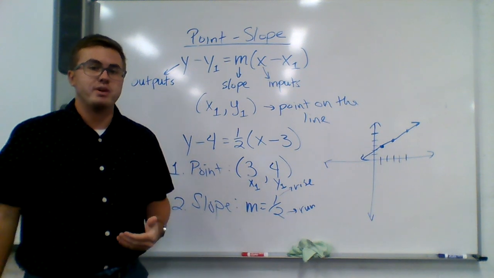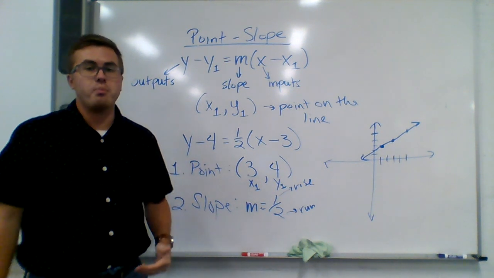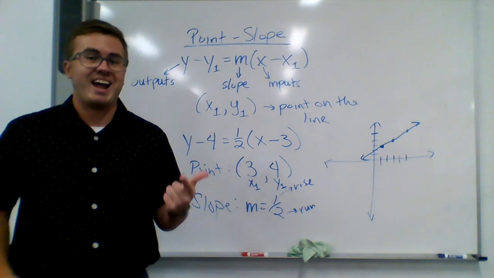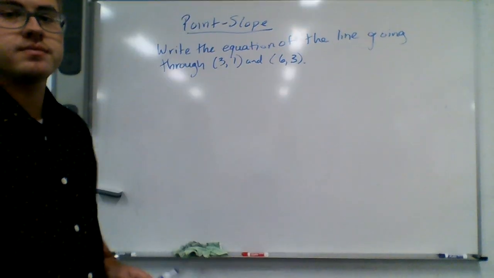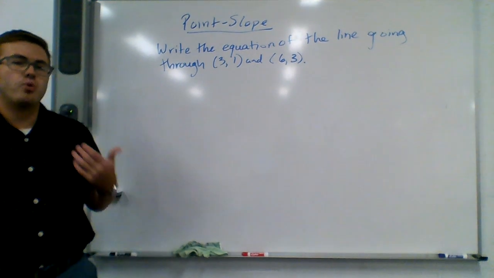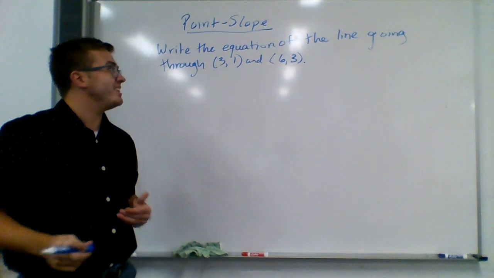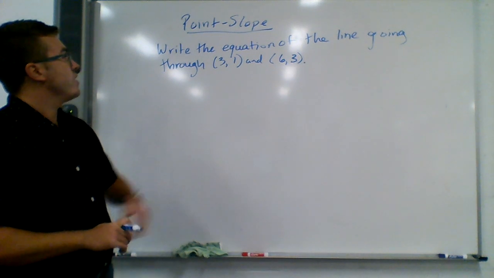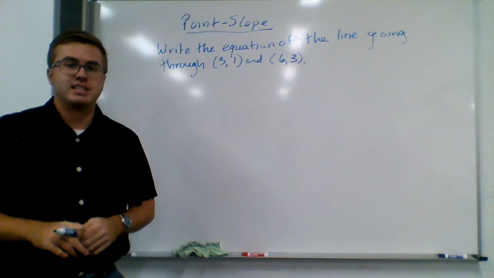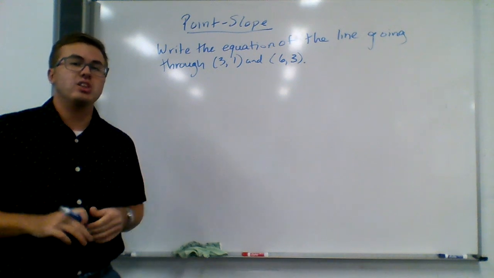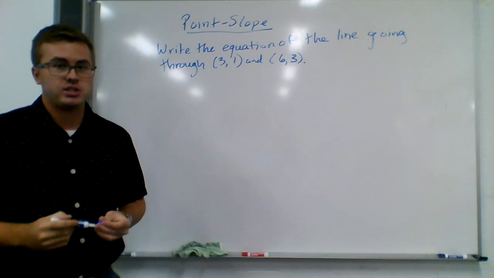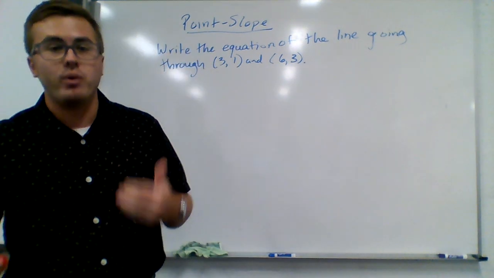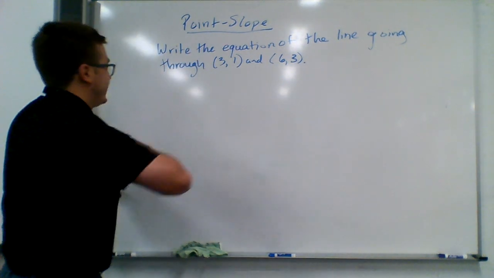So just like slope-intercept form, point slope is going to give us some different information. It's going to give us a point and a slope. All right, so this problem says to write the equation of the line going through the points (3, 1) and (6, 3). Let's do slope-intercept first, and you'll see why we might want to use point slope instead.